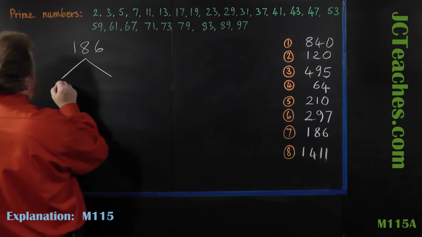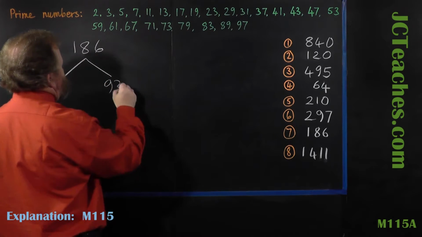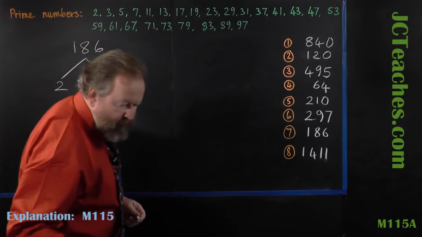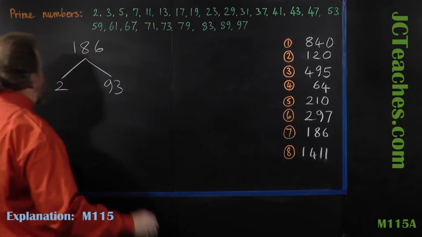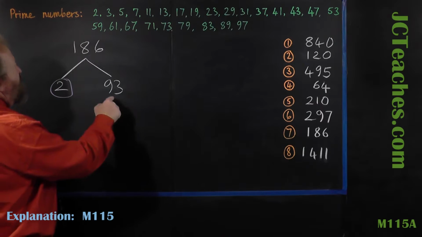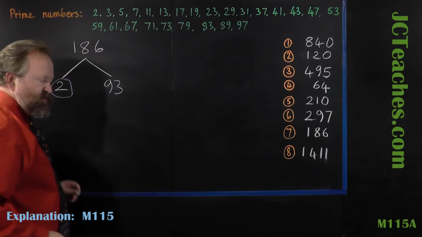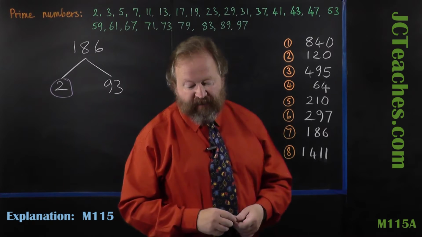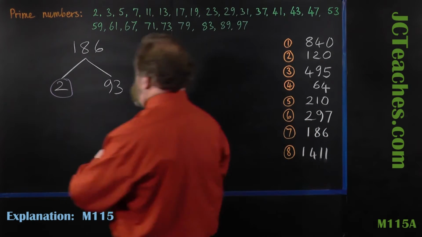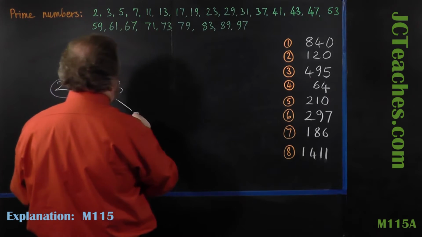So we'll have 2. 2 goes into 186 93 times. Okay. That, whoops, purple, is a prime number. 93, is that a prime number? No, it isn't. Because the digits add up to 12, so it must be divisible by 3. 31 is a third of that, isn't it? So we've got 31 times 3.